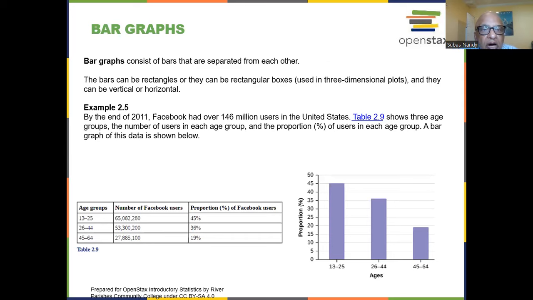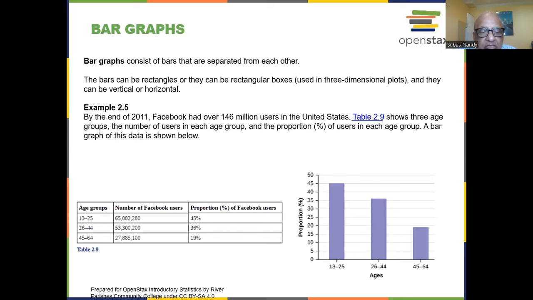Bar graphs consist of bars that are separated from each other. The bars can be rectangles or they can be rectangular boxes used in three-dimensional plots, and they can be vertical or horizontal. By the end of 2011, Facebook had over 140 million users in the United States. Table 2.9 shows the three age groups, the number of users in each age group and the proportion of users in each age group. A bar graph of this data is shown below.